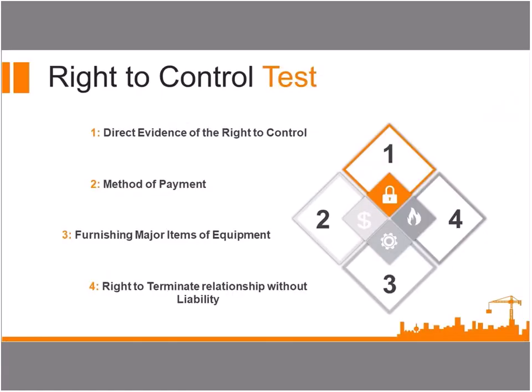So the right to control test, as I mentioned, is made up of 4 pillars, and the first one is your direct evidence of right to control. So these are going to be questions that help determine who has that control over that individual or individuals, right? Are you setting up the time that they can come in? Are you telling them what time they have to go by? What time they have to end their shift by? What days they're working? Are you providing them training on how to do the job? Are you requiring that they give you periodic updates or reports, or are you requiring them to attend monthly meetings, right? So that's going to help establish that control over that individual's workday.